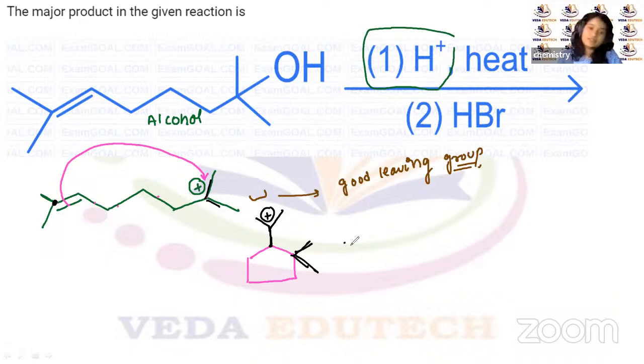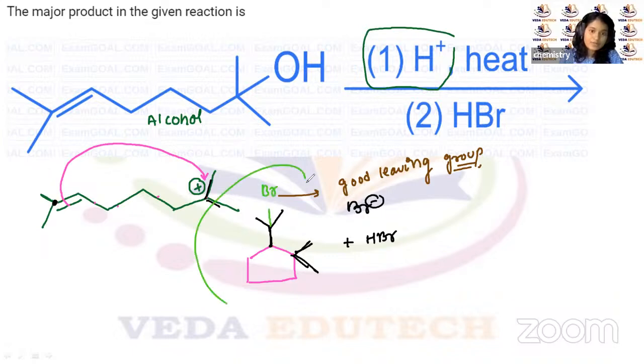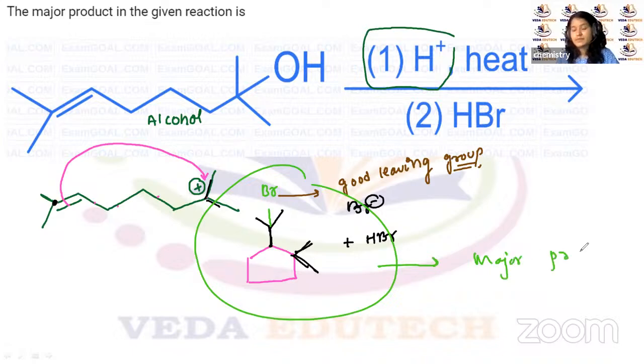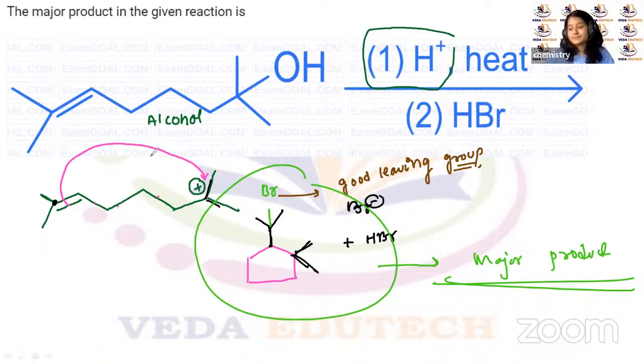After this, what are we doing? We are adding HBr. From this HBr, your Br minus is going to come and it's going to attach here, right? So can I say that this is going to be your final major product? Is it clear, children?